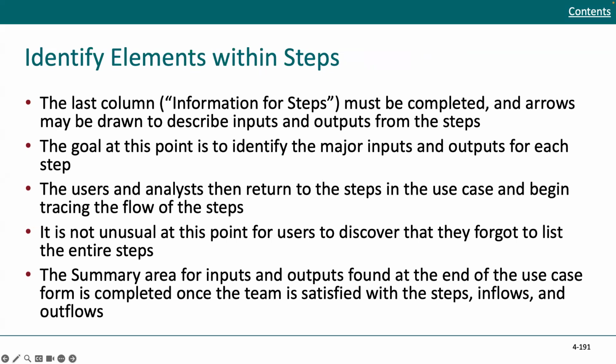So identifying the elements within the steps, the last column, the information for steps, must be completed, and arrows may be drawn to describe inputs and outputs from the steps. The goal at this point is to identify the major inputs and outputs for each step. The users and analysts and system engineers then return to the steps in the use case and begin tracing the flow of the steps. It's not unusual at this point for users to discover that they forgot to list entire steps. The summary area for inputs and outputs found at the end of the use case form is completed once the team is satisfied with the steps, inflows, and outflows.